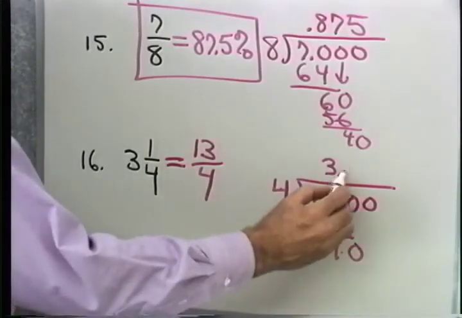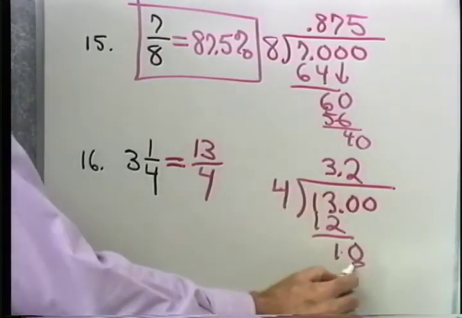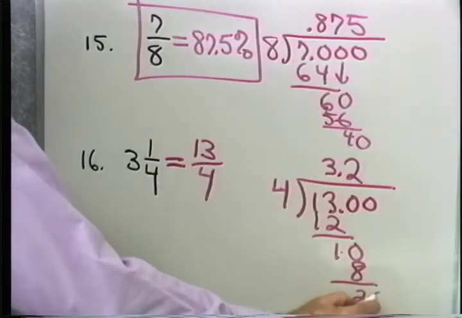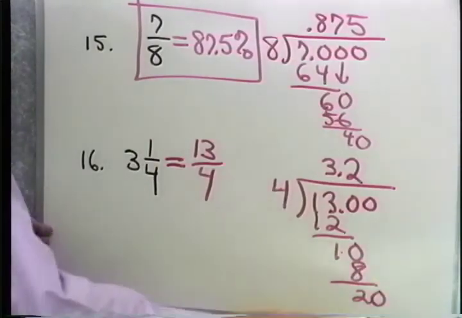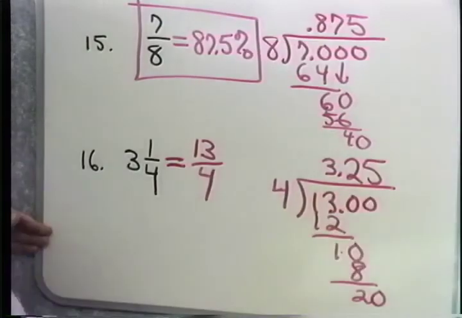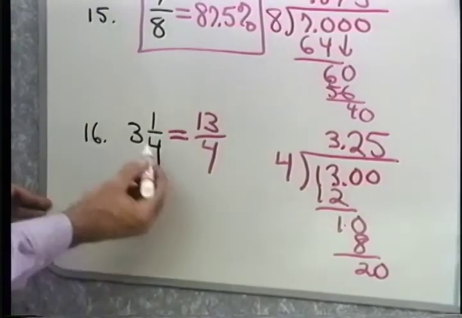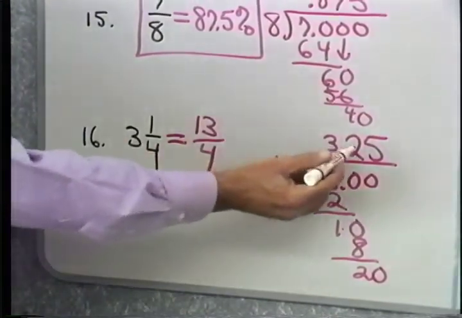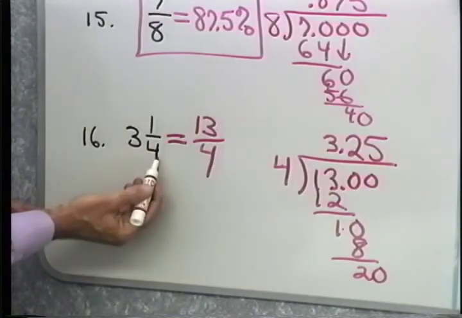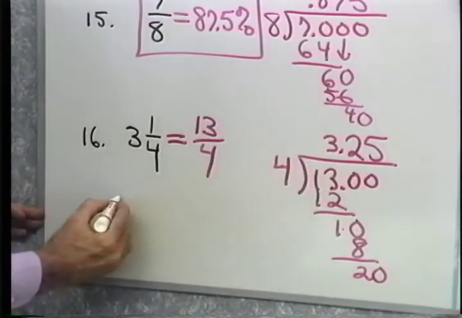4 divides into there twice. 2 times 4 is 8. Subtract and get 20, 4 divides into there 5 times, I get 3.25. So 3 1/4, 13/4, that's 3.25. I could have just changed that 1/4 into 0.25 also. Either way, I get 3.25.